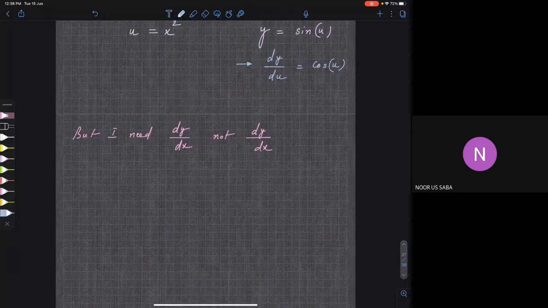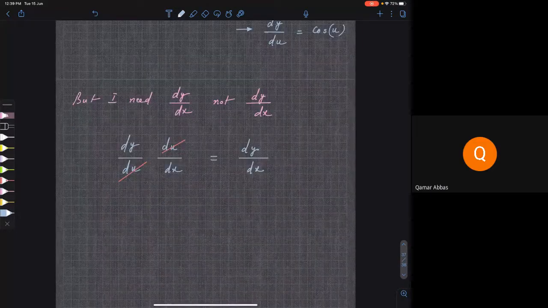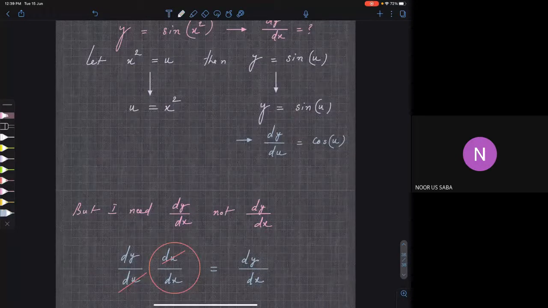So what should I do? I have dy by du. If I multiply dy by du with du by dx, what will I get? I'll get dy by dx. Do you agree? Yes, sir. Now the thing is, I don't know what du by dx is. So that I can find from here. Now tell me, according to this, what is du by dx?